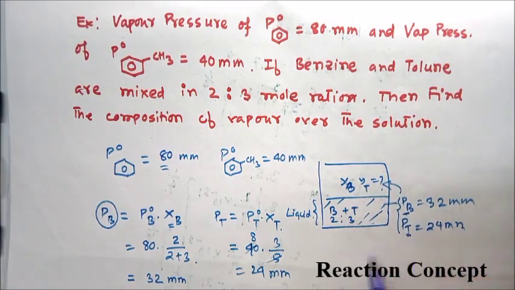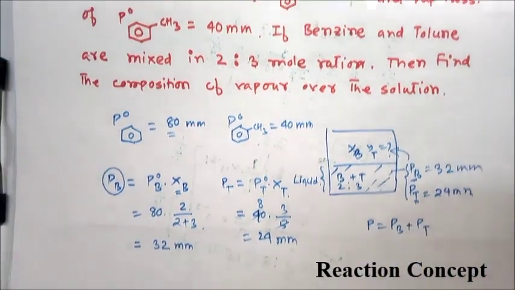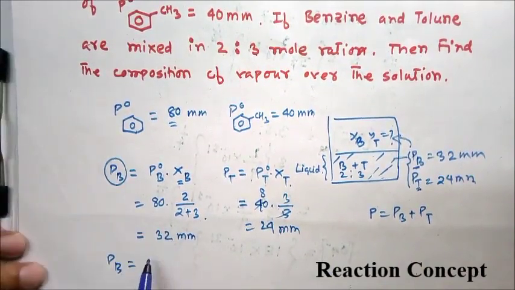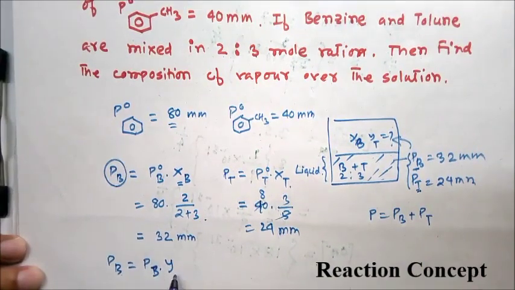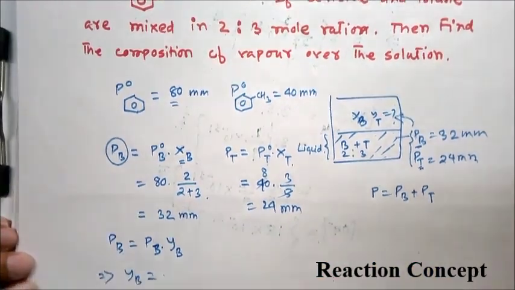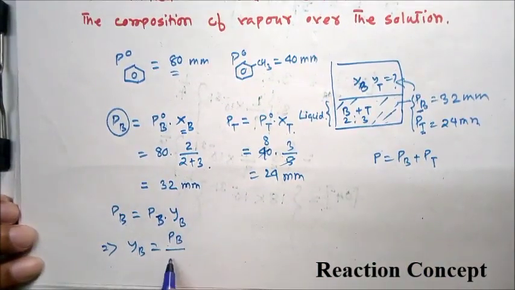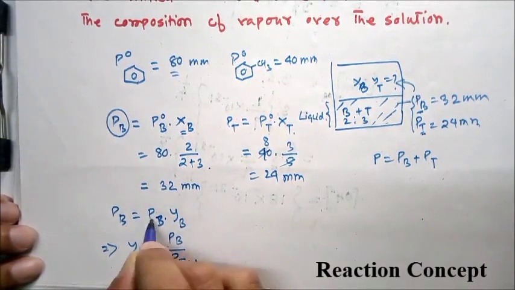Okay, so total pressure would be PB plus PT. Again, this PB can be written as total pressure into mole fraction of B, benzene in the vapor state. So mole fraction of benzene in the vapor state can be written as PB divided by total pressure. This should be total pressure.